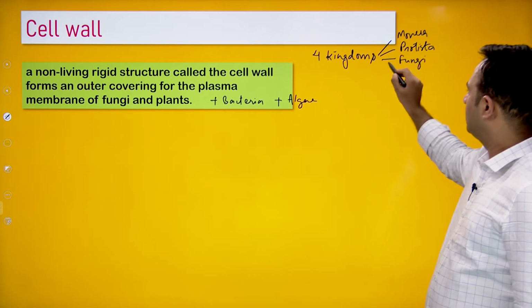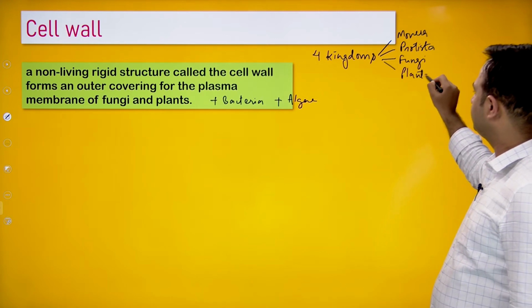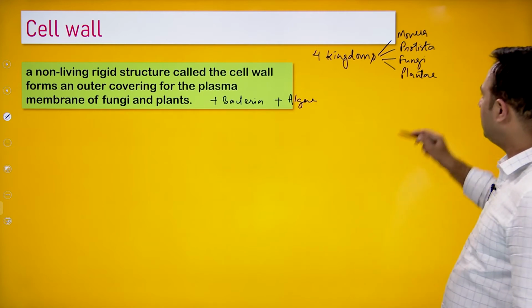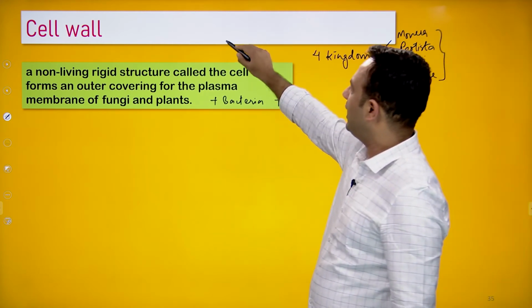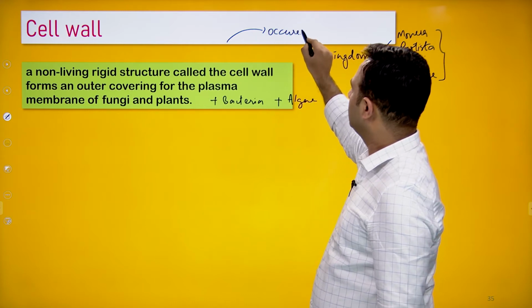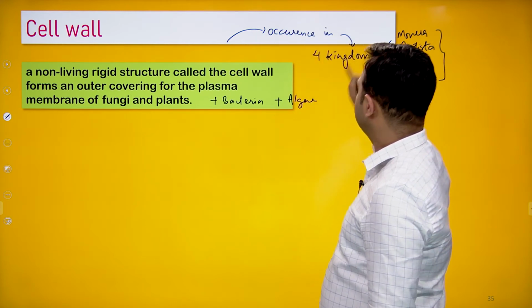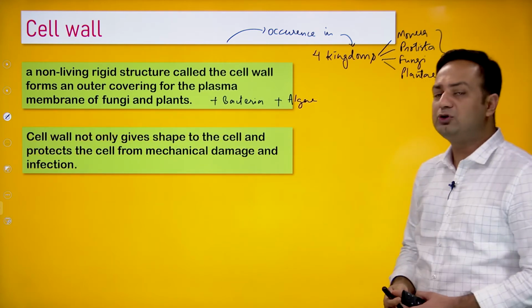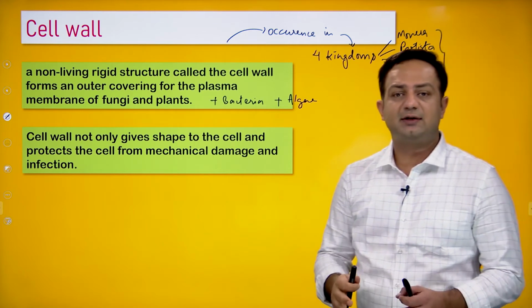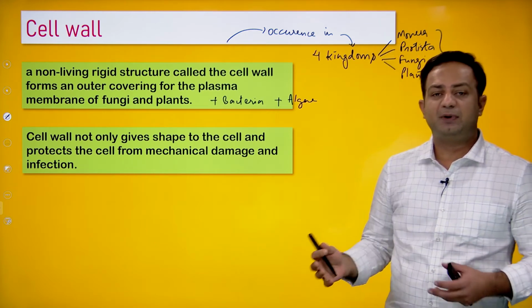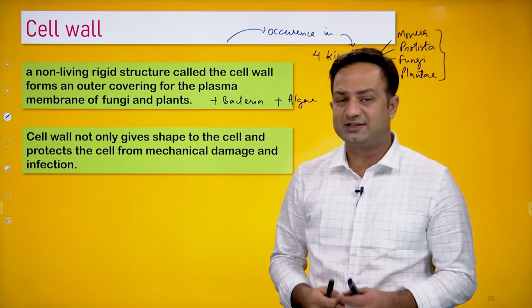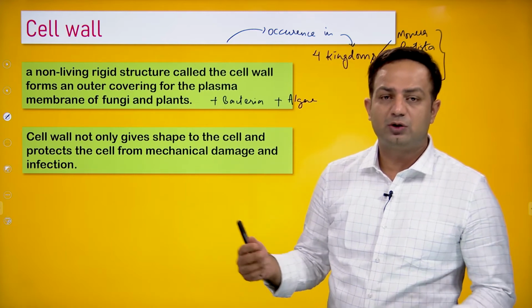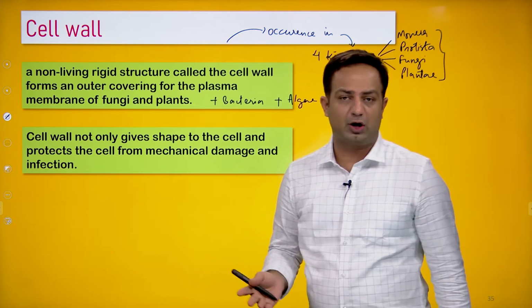Fungi, plantae, remaining algae and terrestrial plants. Okay, so you can find the cell wall occurrence in the 4 kingdoms which are mentioned over here. The cell wall is not only giving the shape to the cell, it has certain other functions. It's usually considered as permeable, but still it is deciding the permeability towards the macromolecules, whether those particles are allowed to enter the cell or not.